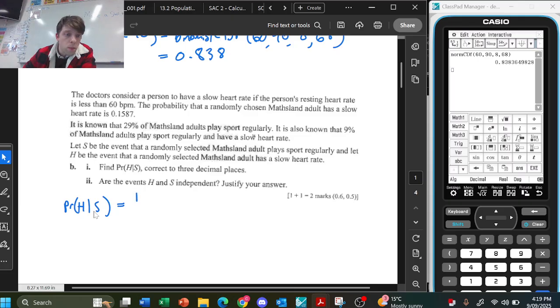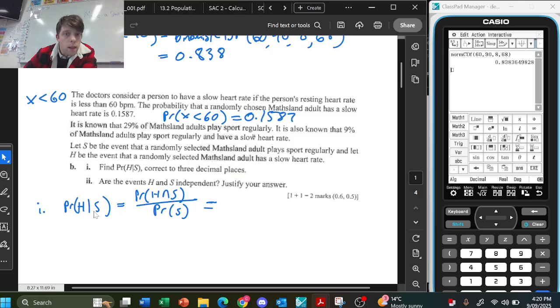The way we're going to set up a conditional probability question like this is we're going to just use the formula. So it's basically conditional probability is the probability of H and S divided by the probability of S. So these are the things that we need to work out. Now let's jump back up and read the question. So we're told that someone has a slow heart rate if X is less than 60. So we've defined X up here. We're told that the probability that X is less than 60 is equal to 0.1587. So this is the probability that somebody has a slow heart rate.